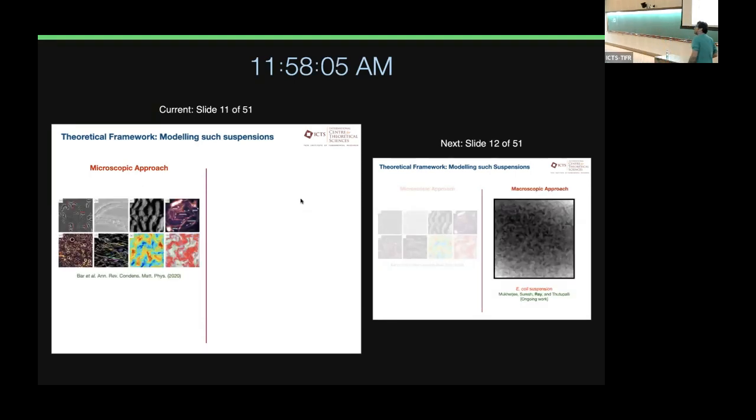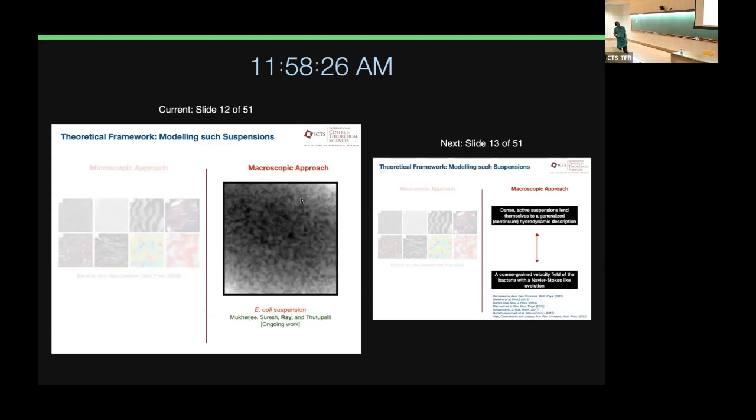And these microscopic approaches have had a long history in the last 20 odd years. This is a very nice review paper, which lists its many successes in trying to understand the physics of living systems at several length scales. But in this talk, this is not the approach that I'm going to discuss. What I'm going to discuss is a more macroscopic approach.